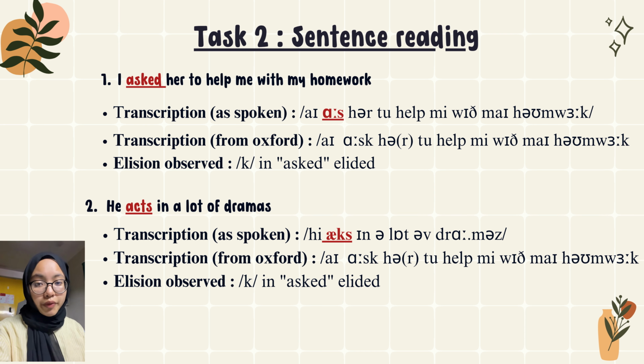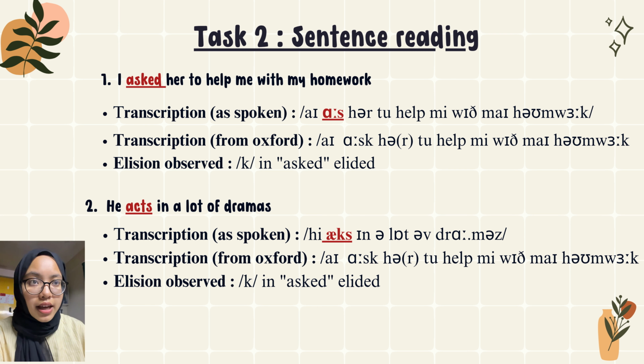So the standard form of the pronunciation for this sentence is "he acts in a lot of dramas," and the participant pronounced it as "he ax in a lot of dramas." The elision occurred in the word "acts," where the t sound was dropped, whereby it changes from "acts" to "ax." Can you hear it?